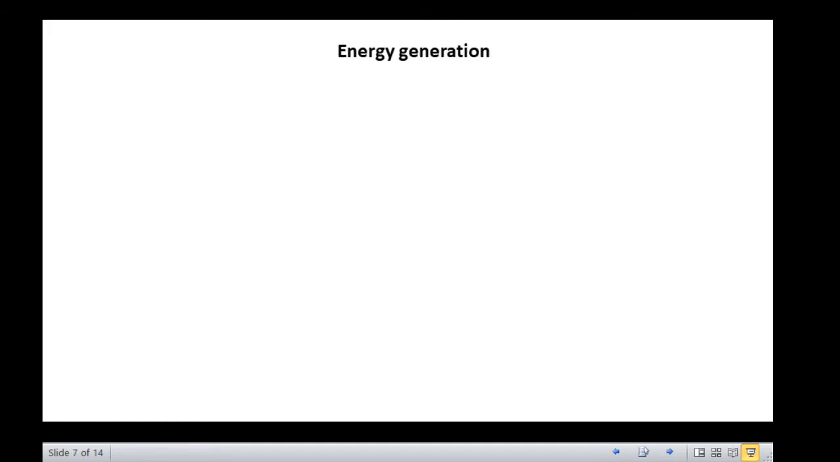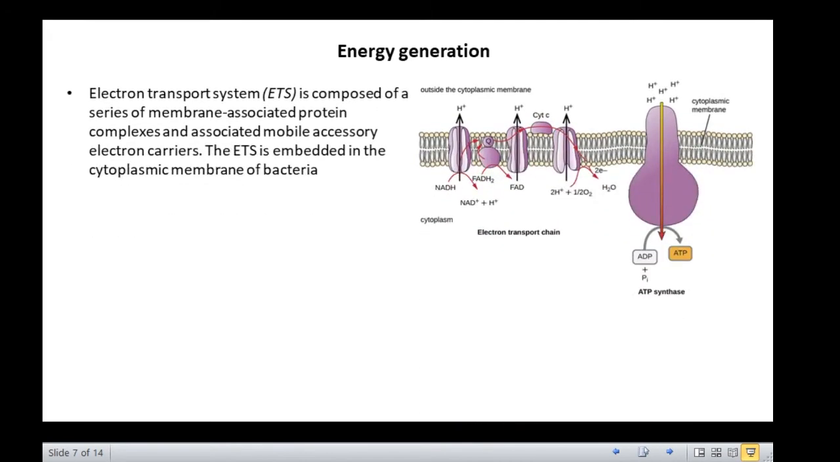Most ATP generated during the cellular respiration of glucose is made by oxidative phosphorylation. An electron transport system is composed of a series of membrane-associated protein complexes and associated mobile accessory electron carriers. The electron transport system is embedded in the cytoplasmic membrane of bacteria. Each ETS complex has a different redox potential, and electrons move from electron carriers with more negative redox potential to those with more positive redox potential.